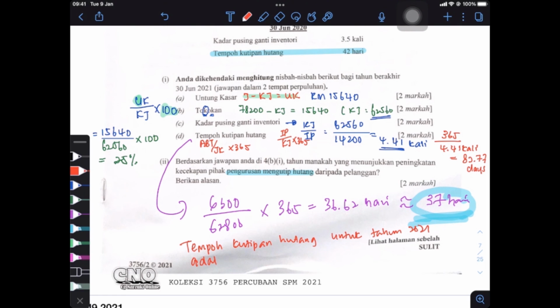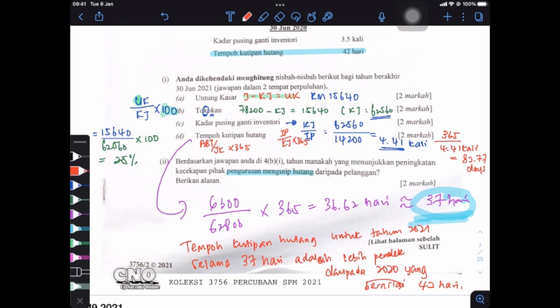Adalah, sorry. So you can write how much it is. So sebanyak or selama. Selama is a correct word, right? I mean, it's a word, right? Selama 37 days adalah lebih pendek daripada 2020 yang bernilai 42 days. I'm pretty sure bernilai is not the right word.